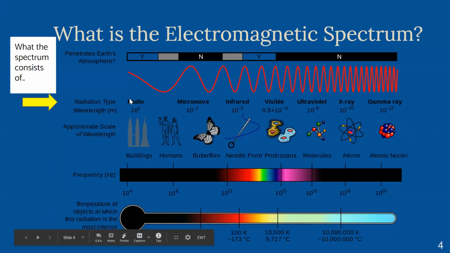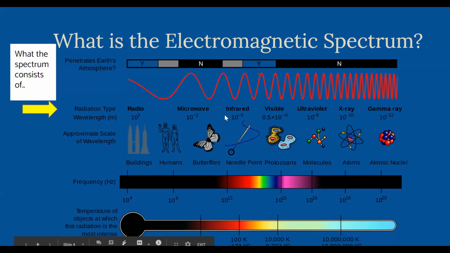But this is the electromagnetic spectrum. So we have radio waves, microwaves, infrared, visible, ultraviolet, X-rays, and then gamma rays. So that is our spectrum.